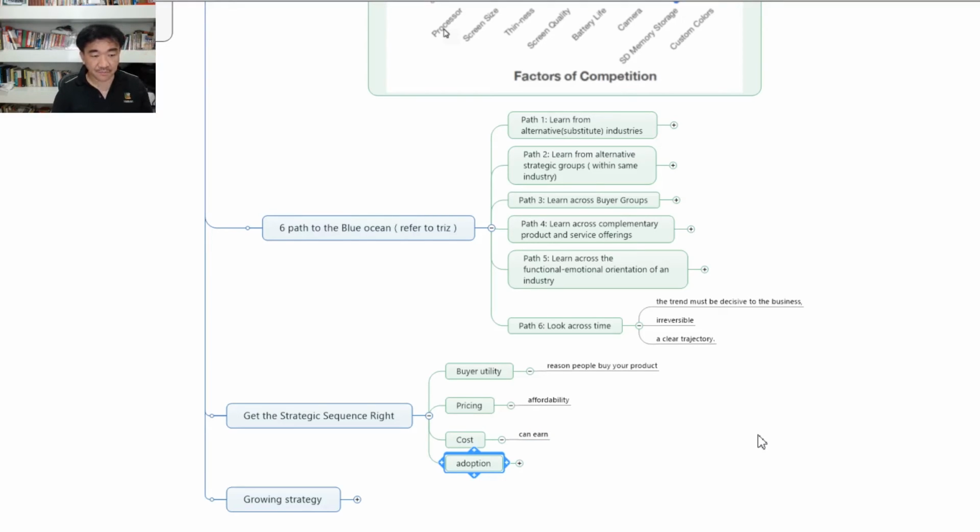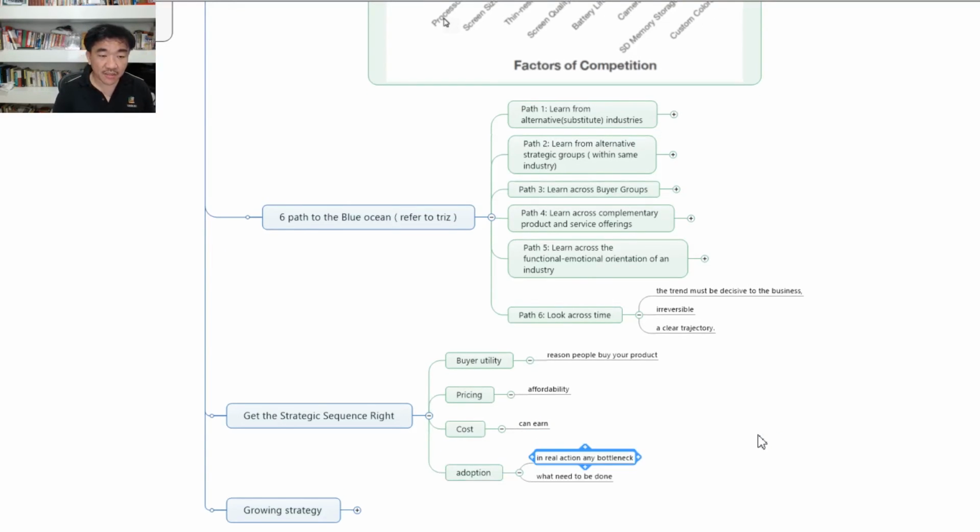And the last one is the adoption or the execution. What is the real bottleneck when you're going to execute? What things need to be done? In the old world, you often start the business with adoption, meaning what you can do, how much it would cost, and how much you can sell, and then what kind of value people will get. But in modern days, in the Blue Ocean Strategy, you need to start with the buyer utilities, and then go to pricing, go to cost, and then go to adoption.